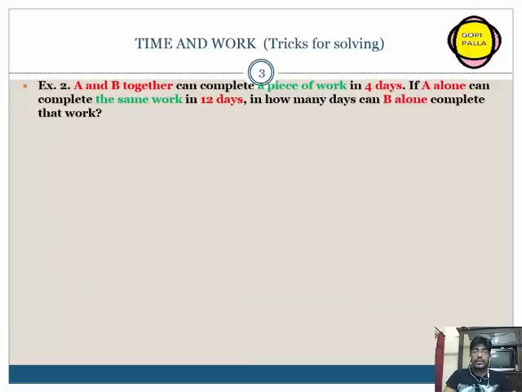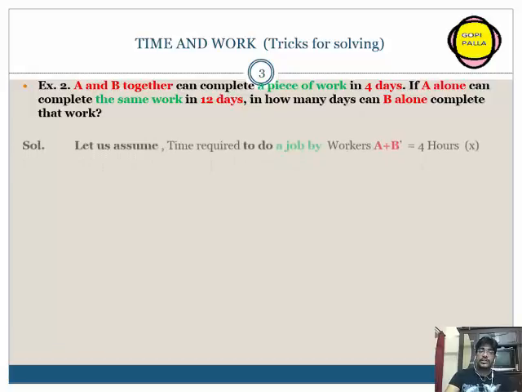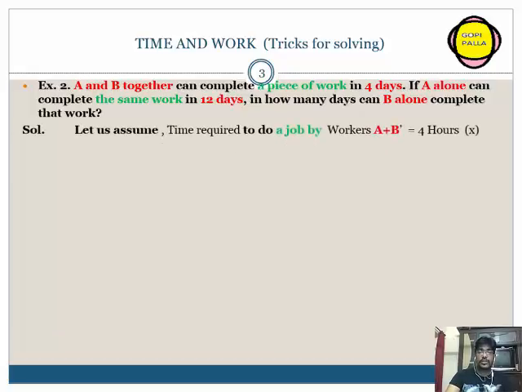If A and B together can complete a piece of work in 4 days, and A alone can complete the same work in 12 days, in how many days can B alone complete that work? Here A plus B's total time is given and A alone's time is given. We need to find B alone's time. For this also, we assume the total time required to do the job by A plus B is 4 days, that is X, and by A alone is 12 days.